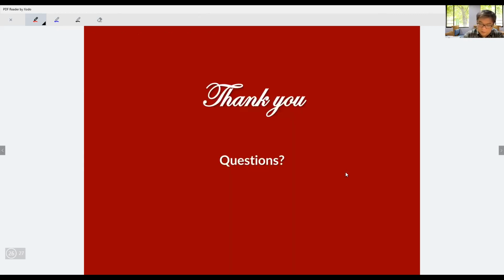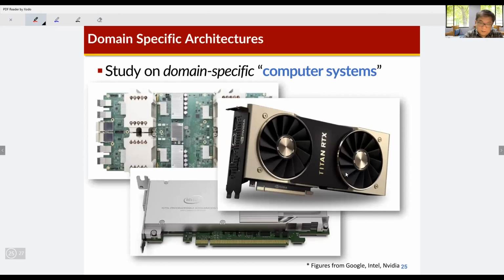Okay, so this is the end of today's class. In today's class, I introduced the domain-specific architecture and why domain-specific architecture is required in modern computer systems.